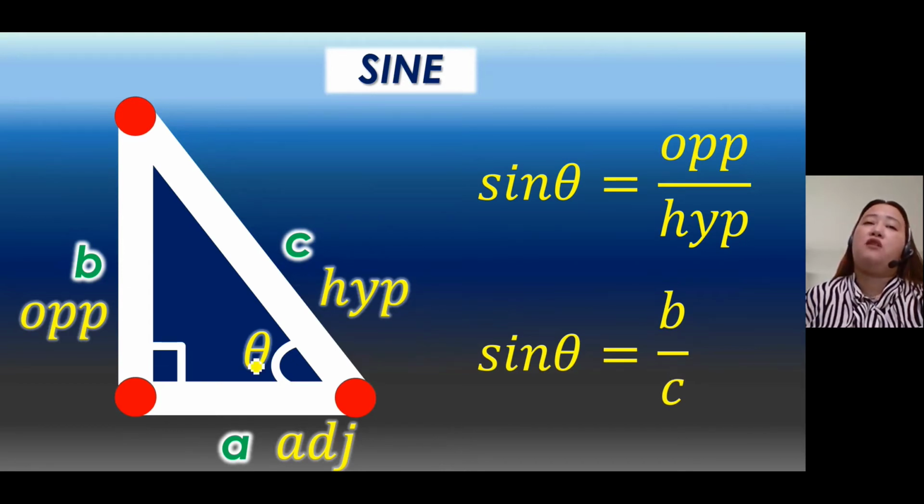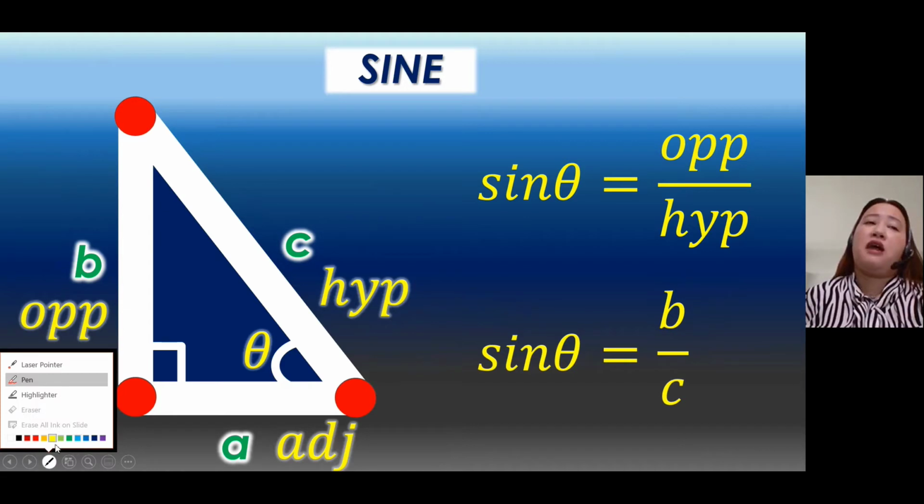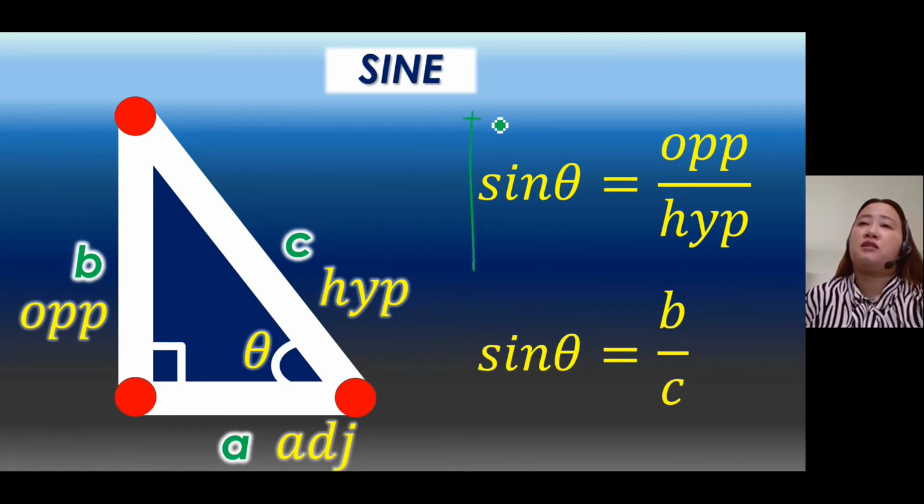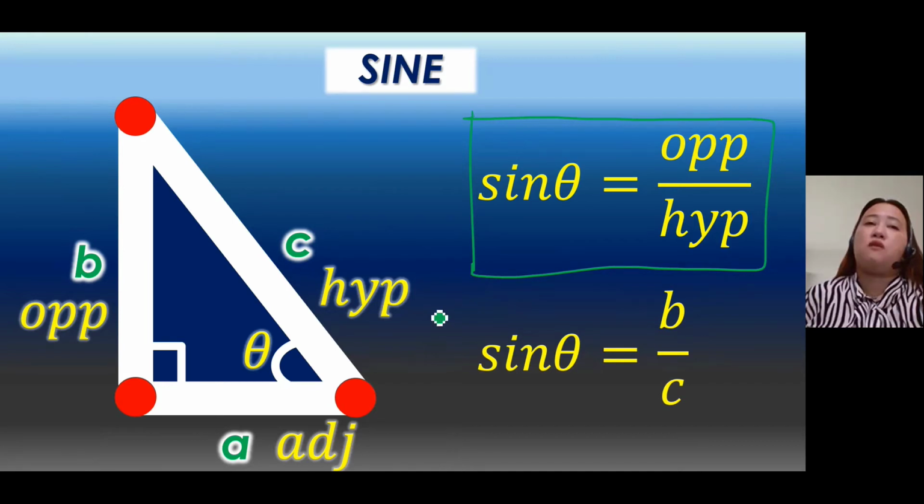But remember, it will depend on the placement of your theta. If your theta is on the upper portion, the letters here would be different. So if I were you, I would suggest that you take note of this one: sine theta equals opposite over hypotenuse. Because if you know it, no matter where the theta is, you can solve for the sine theta, and you won't rely on letters. Okay? Because letters can be changed, and the theta can be different.